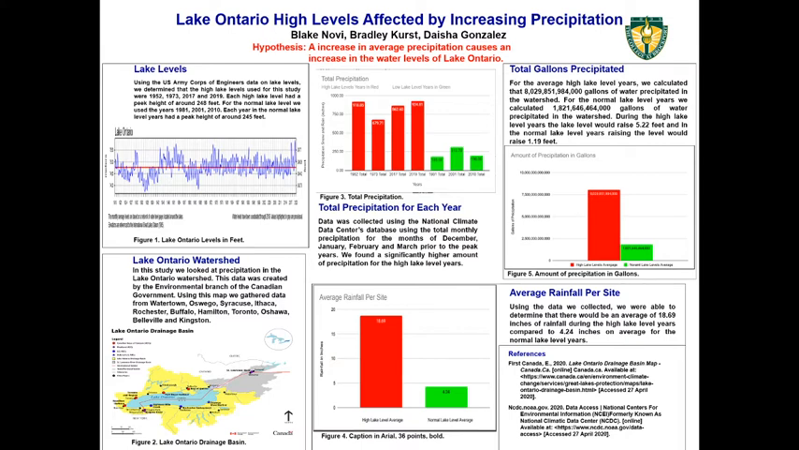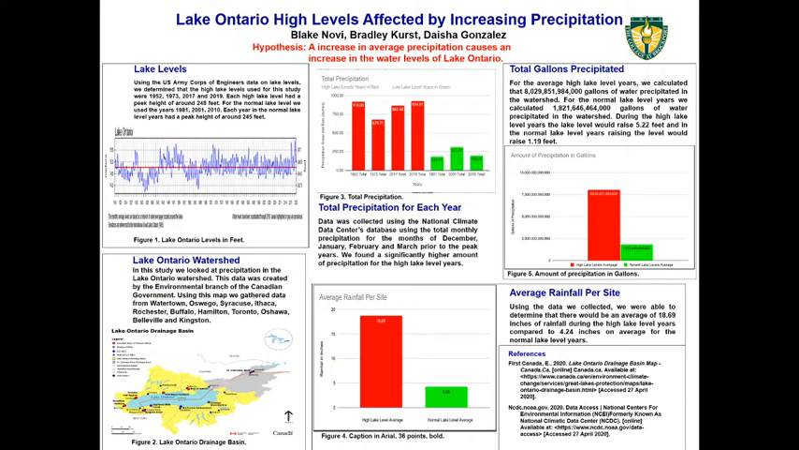We found that on average for the high lake level years, there was around a total of 246.49 inches of precipitation. For the normal lake level years average, we found about 232.24 inches of precipitation.